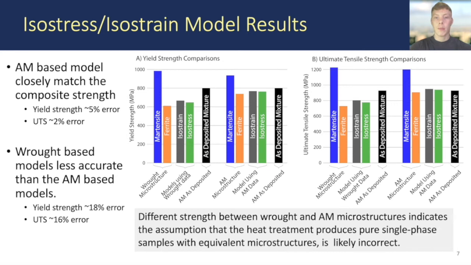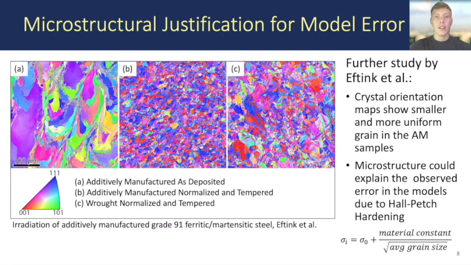One of the assumptions that was made in these models is that the heat treatment was able to isolate the ferrite and martensite phases, and that they would have the same strength in isolation as they do in mixture. The difference between the strength of ferrite based on the manufacturing process indicates that this assumption is likely incorrect. Studies of the grain orientation mapping shows this to be true.